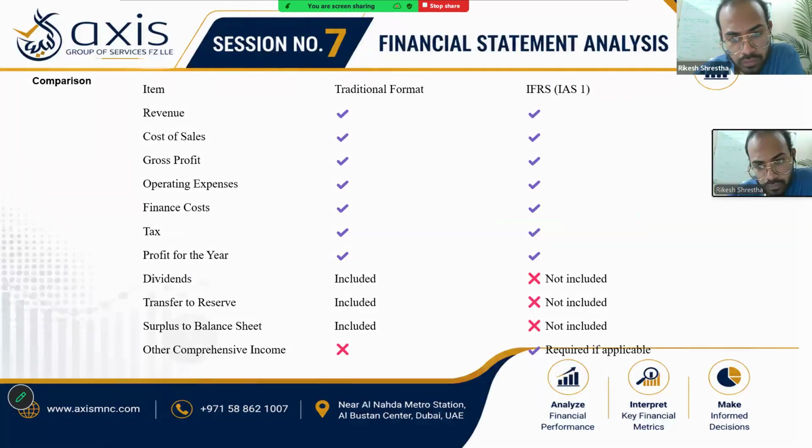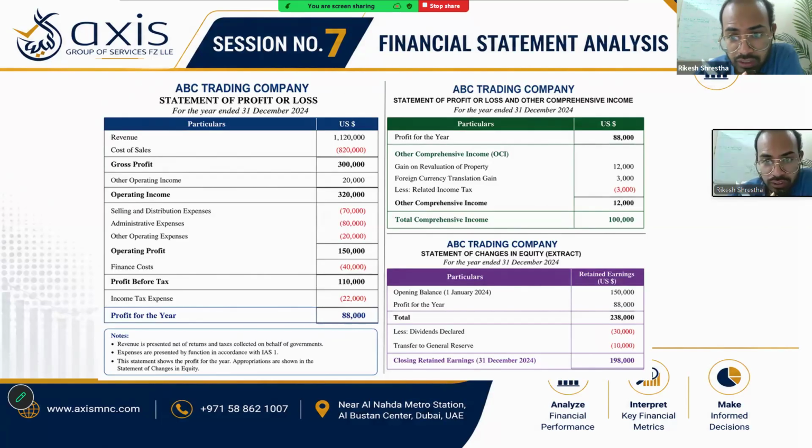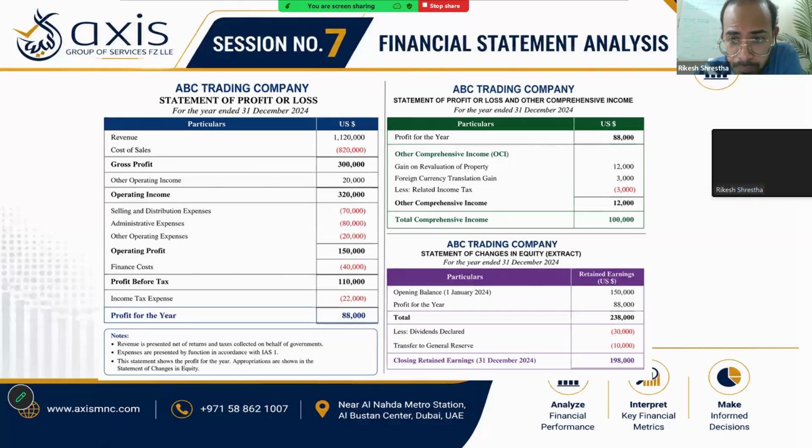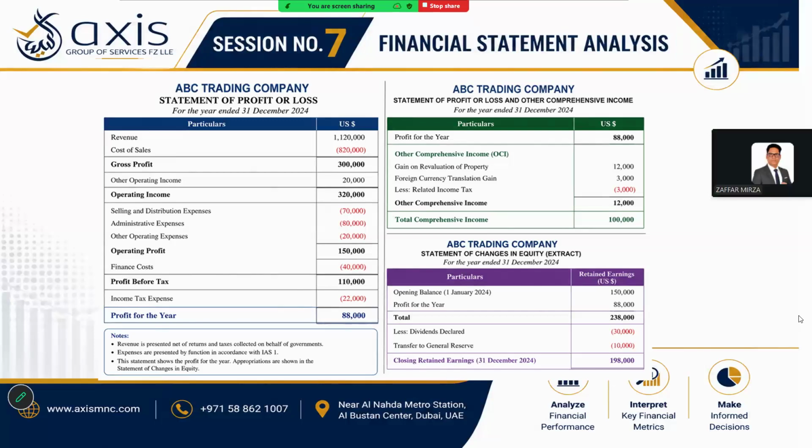Sir, where is the other comprehensive income 12,000 used? Or where is the OCI used, sir? The closing balance of retained earnings will go to the owner. This will be added to the equity, right? Total equity.